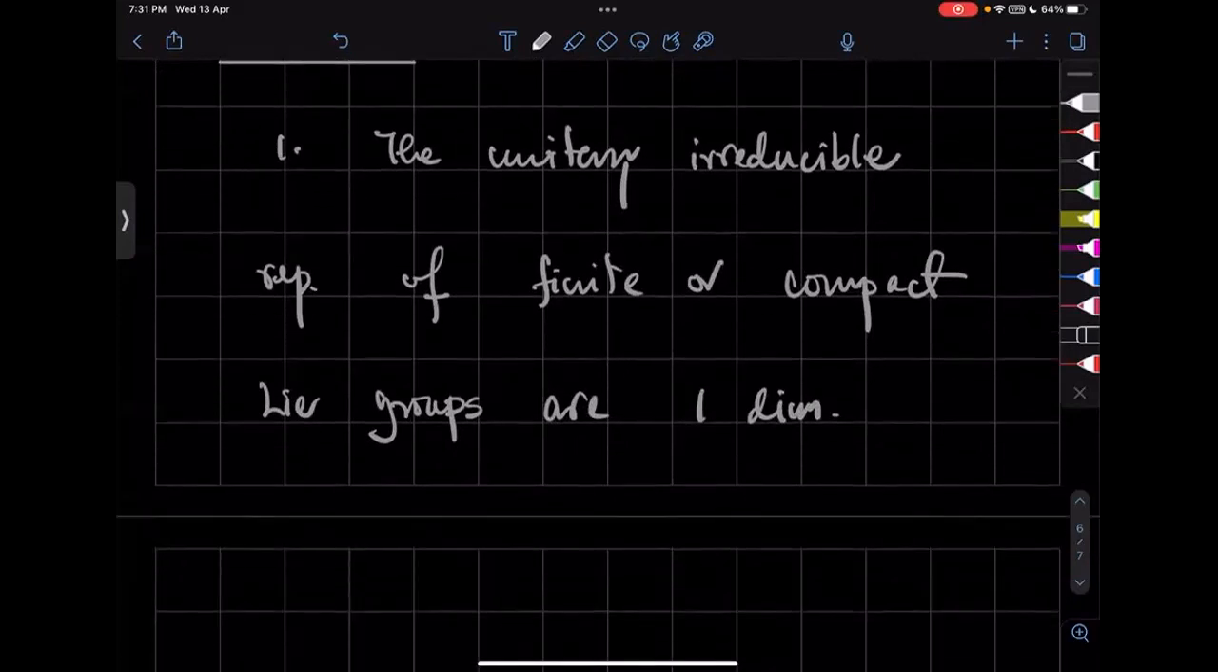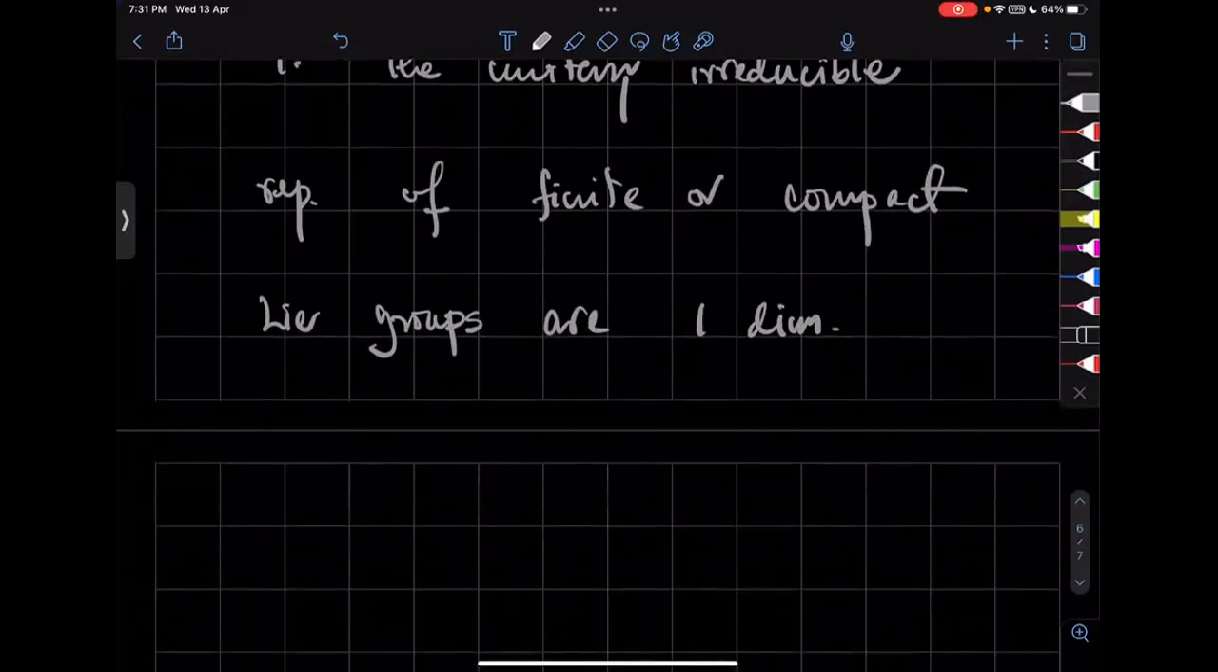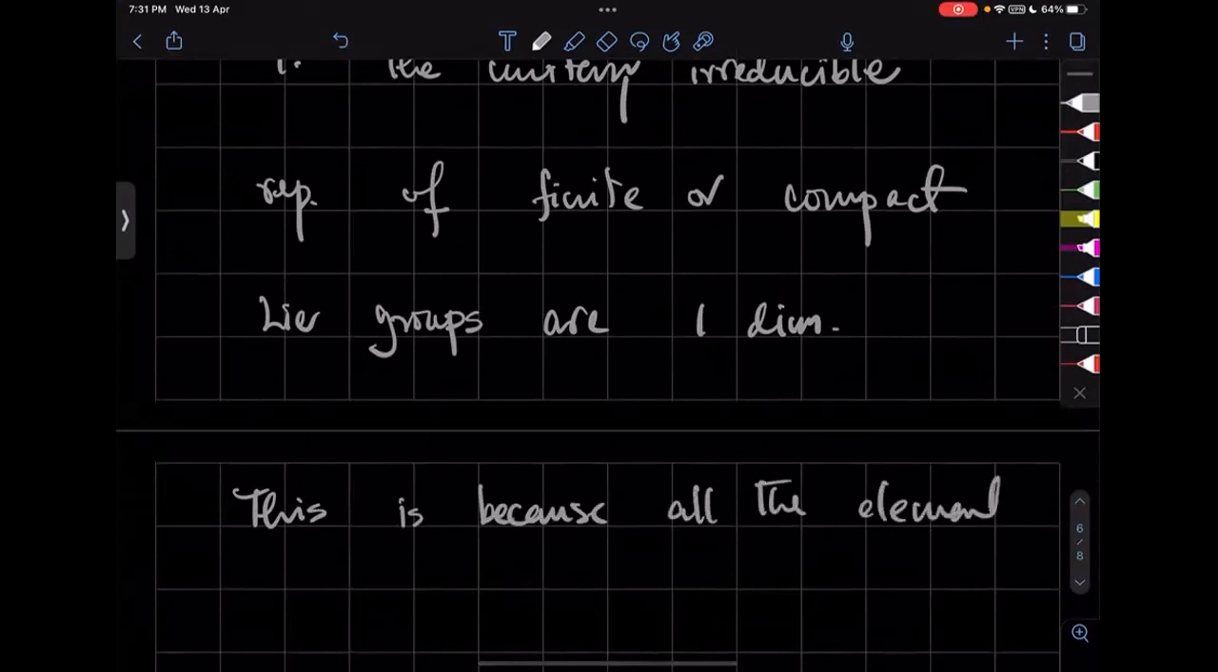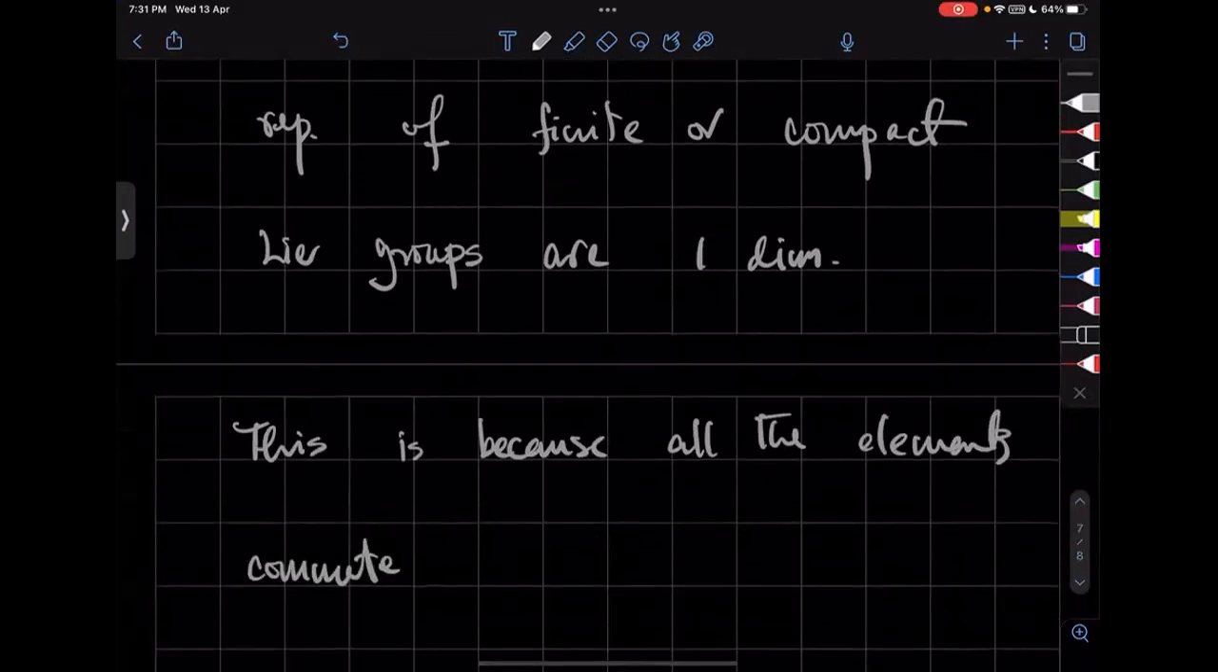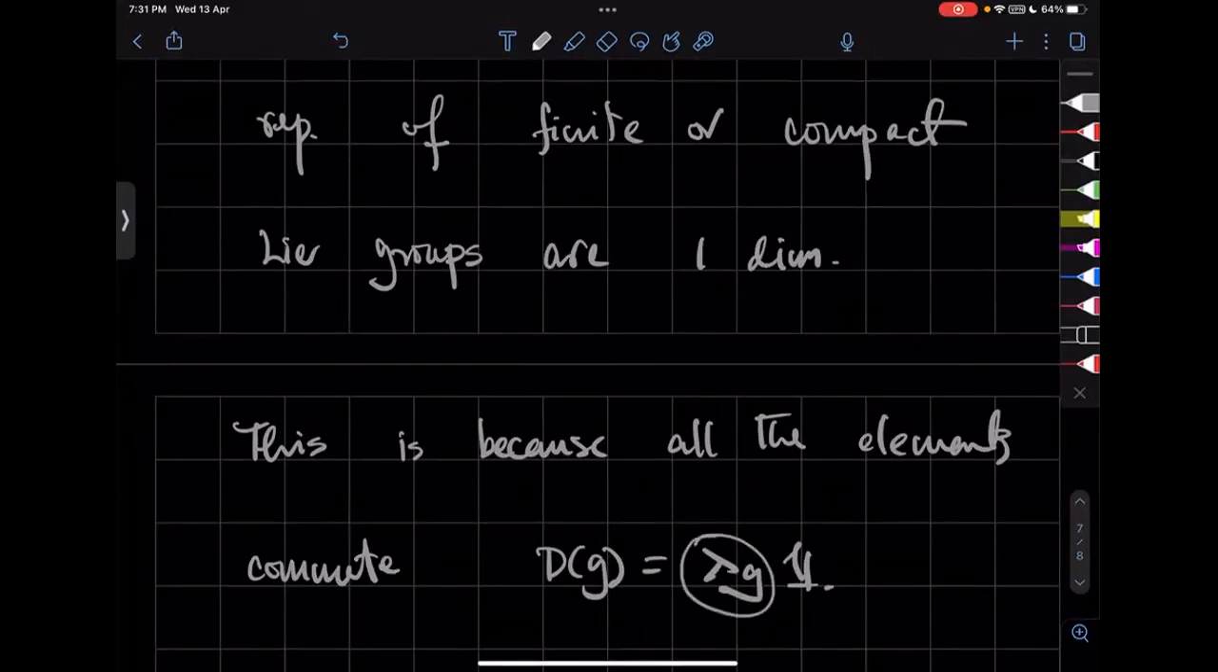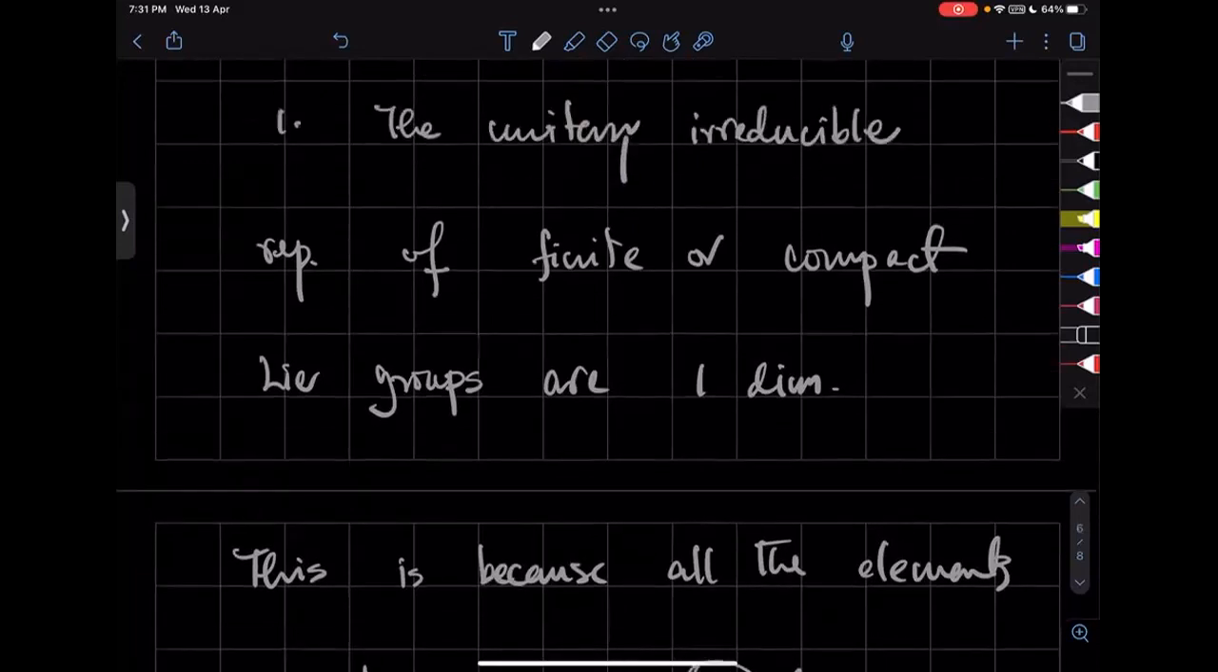And why is that? Because in that case, all the elements of the group commute, and therefore they all have this form, right? So therefore, they are basically just specified by this one number, right? Okay. So that's comment number one.